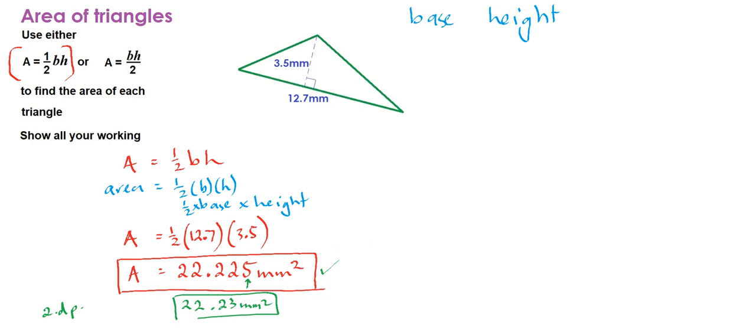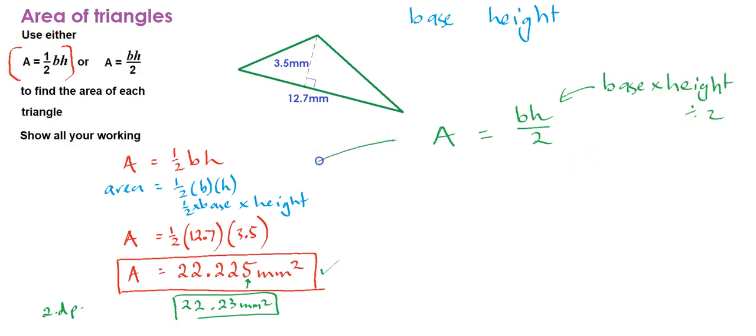If I'm going to use the other formula and go with area equals base times height divided by 2, right? This here means base times height. And then I am going to divide that by 2, halve it in other words. It's very similar to this. It's virtually the same idea, just presented slightly differently. So again, we go about it in a very similar way.